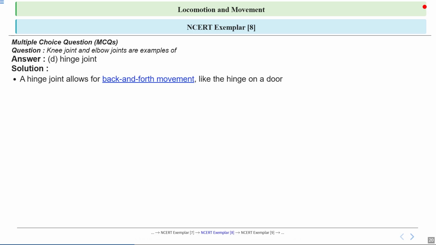So a hinge joint, like the one in your elbow or knee, allows movement in one plane, similar to how a door opens and closes on its hinge, enabling back and forth motion, but not the rotation or side to side movement. This type of joint is found in the human body and helps in activities like bending and straightening limbs. So a hinge joint allows for back and forth movement, like the hinge on the door.